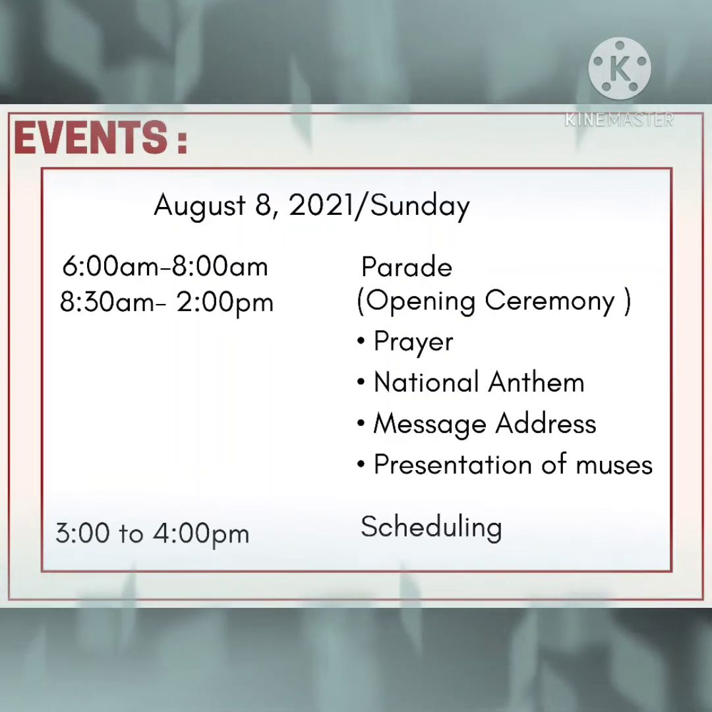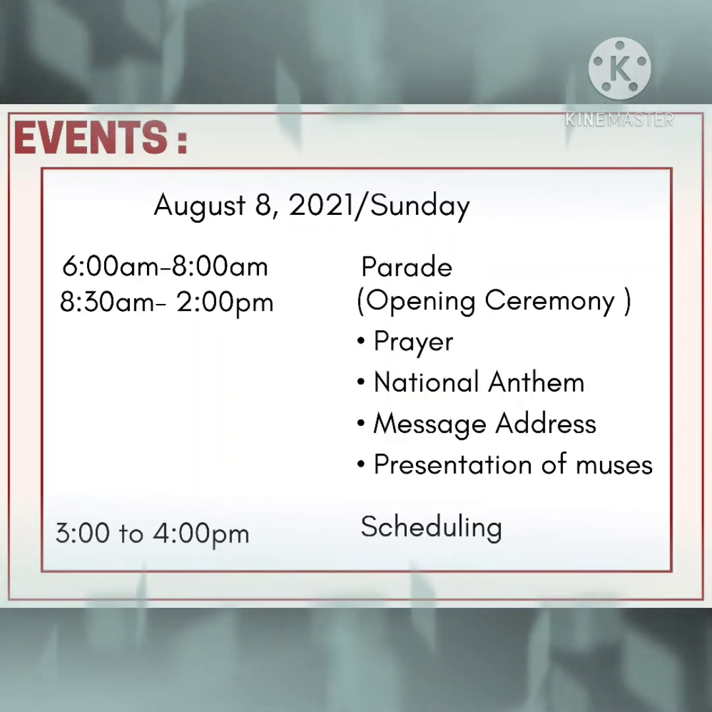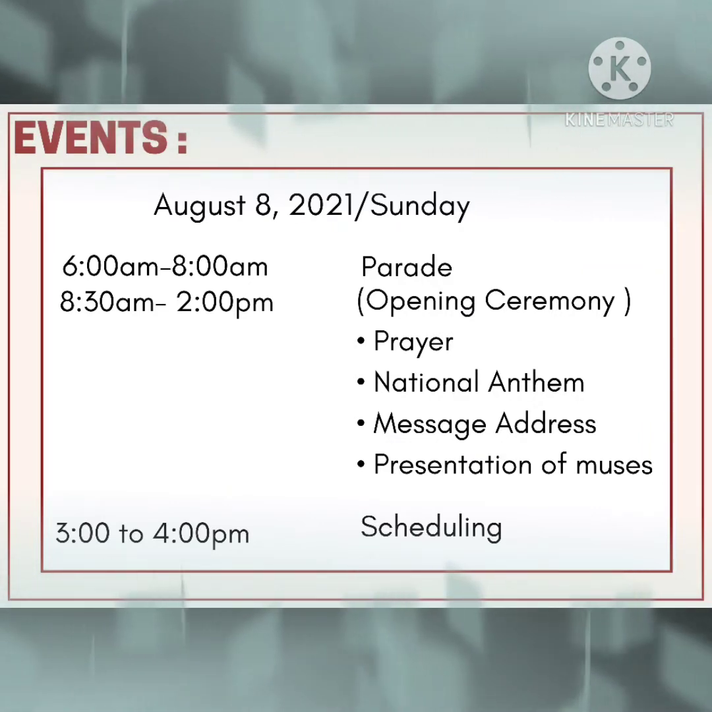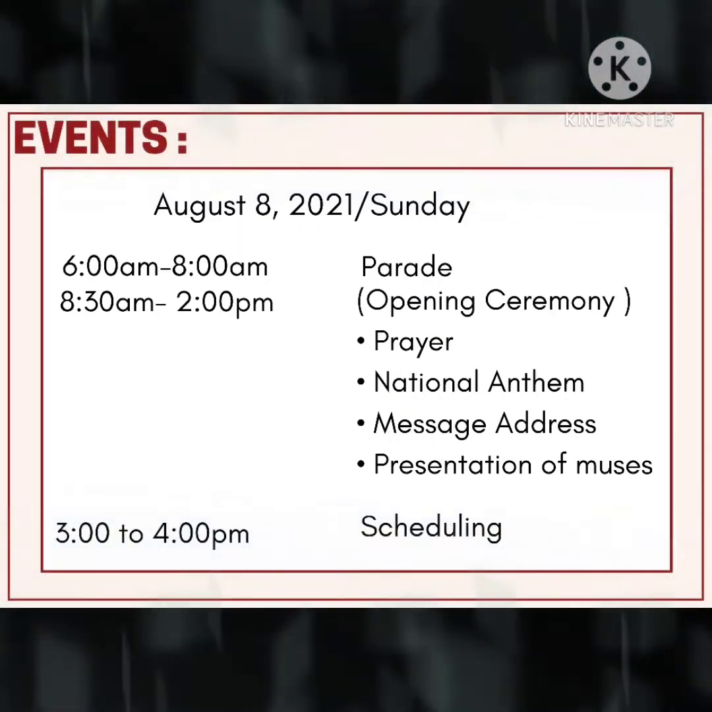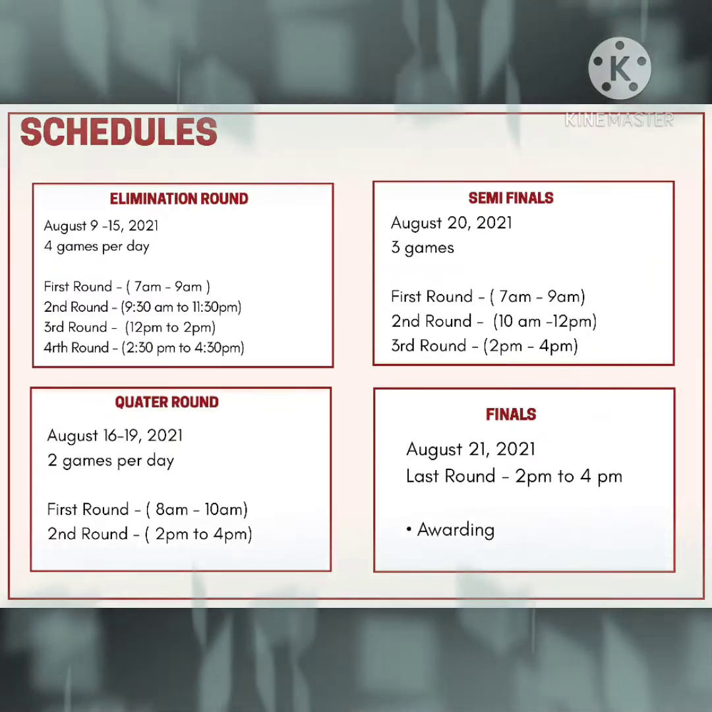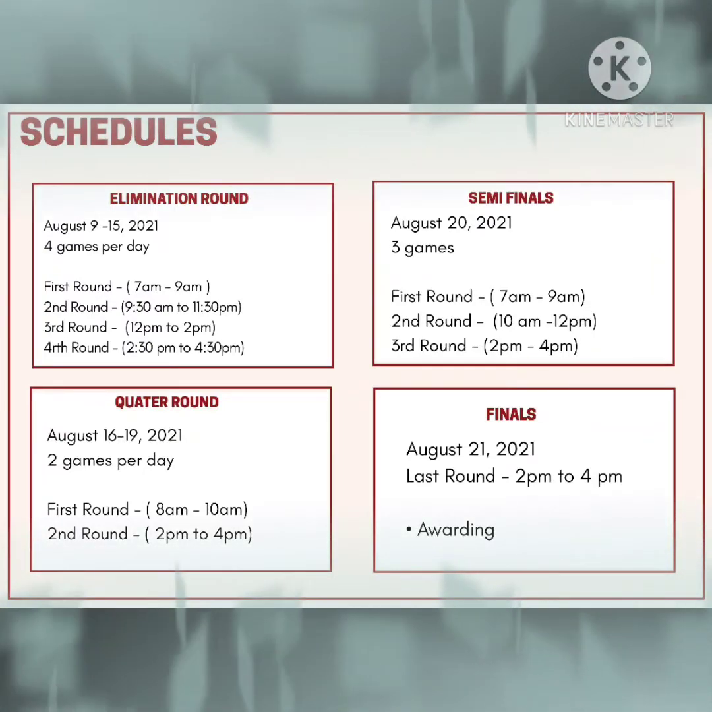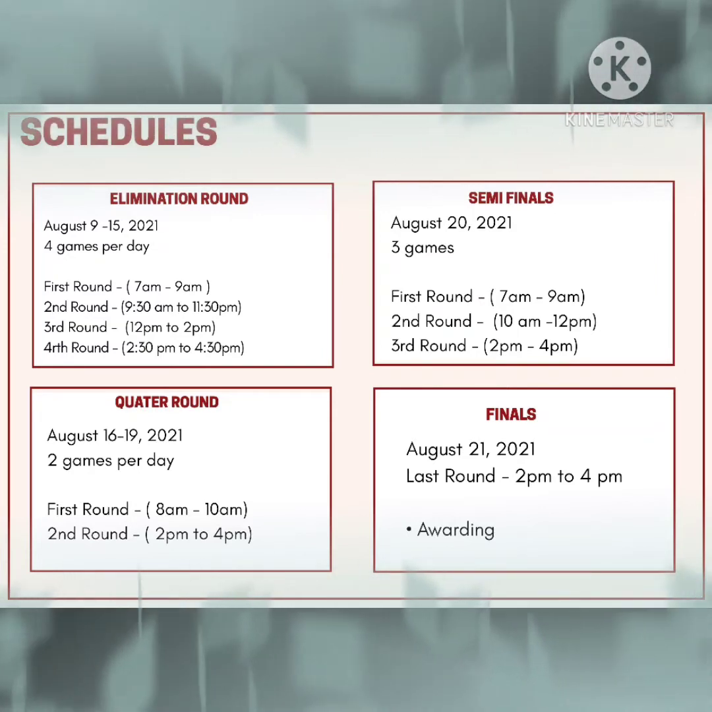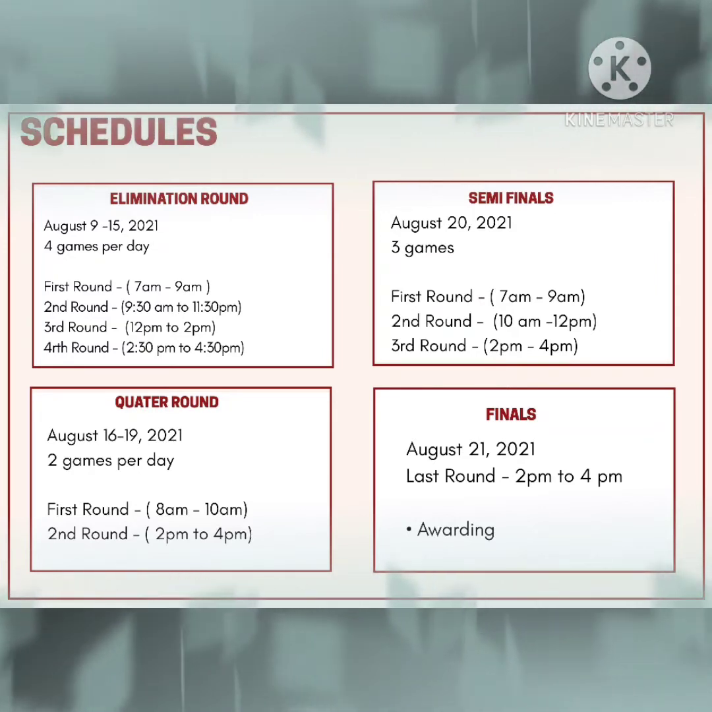So, the next is by 3 p.m. to 4 p.m. It is the scheduling. So, the announcement of the schedule kung kanus ang magdula ang tagsa-tagsa ka teams. Then, let's go down to the schedule. So, by August 9 to 15, it is around 7 days. So, it is the elimination round.